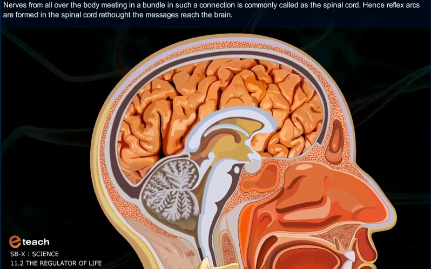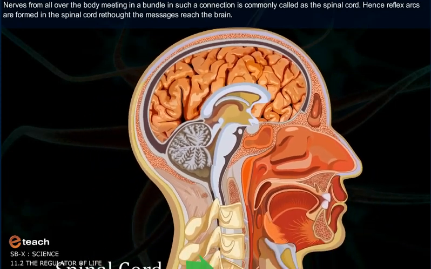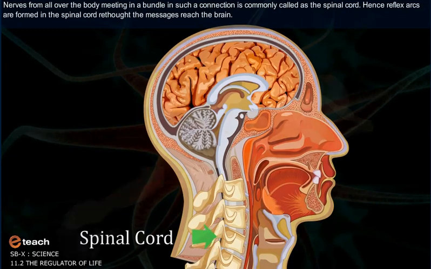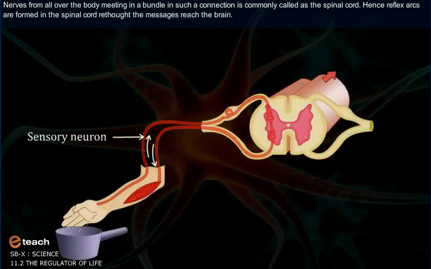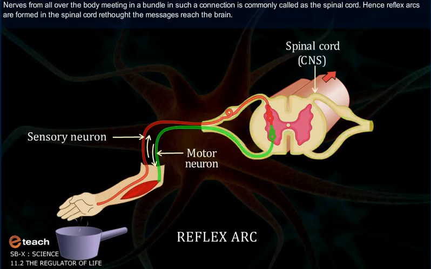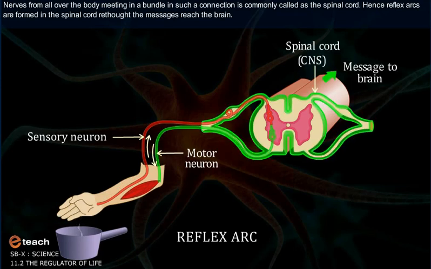Nerves from all over the body meeting in a bundle in such a connection is commonly called the spinal cord. Hence, reflex arcs are formed in the spinal cord, before the messages reach the brain.